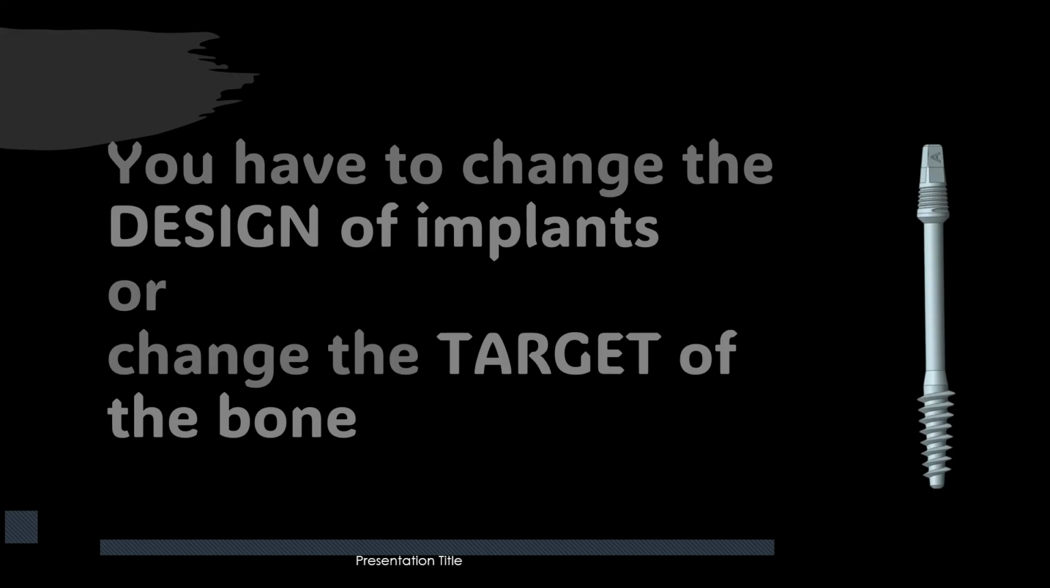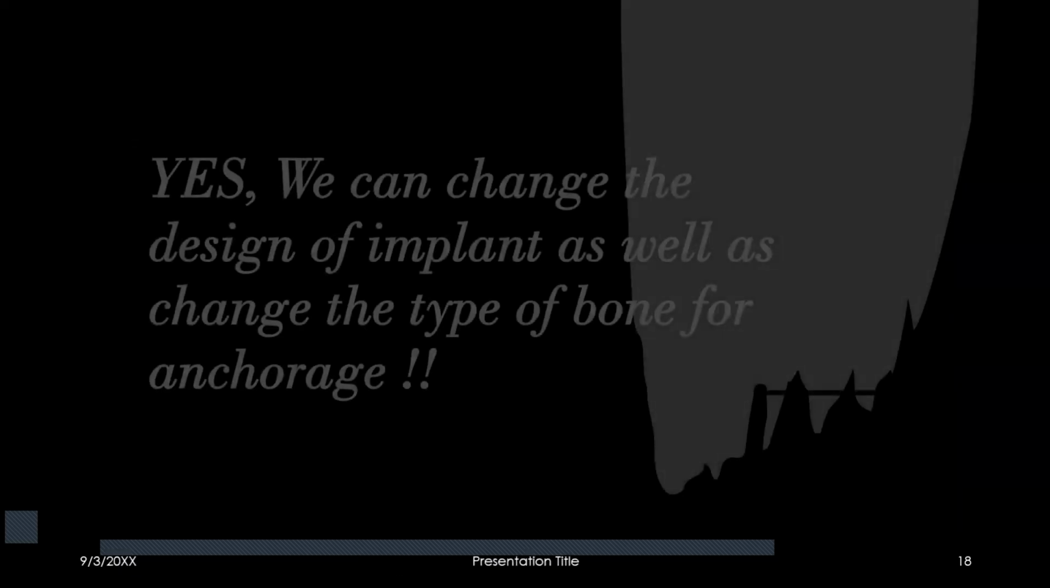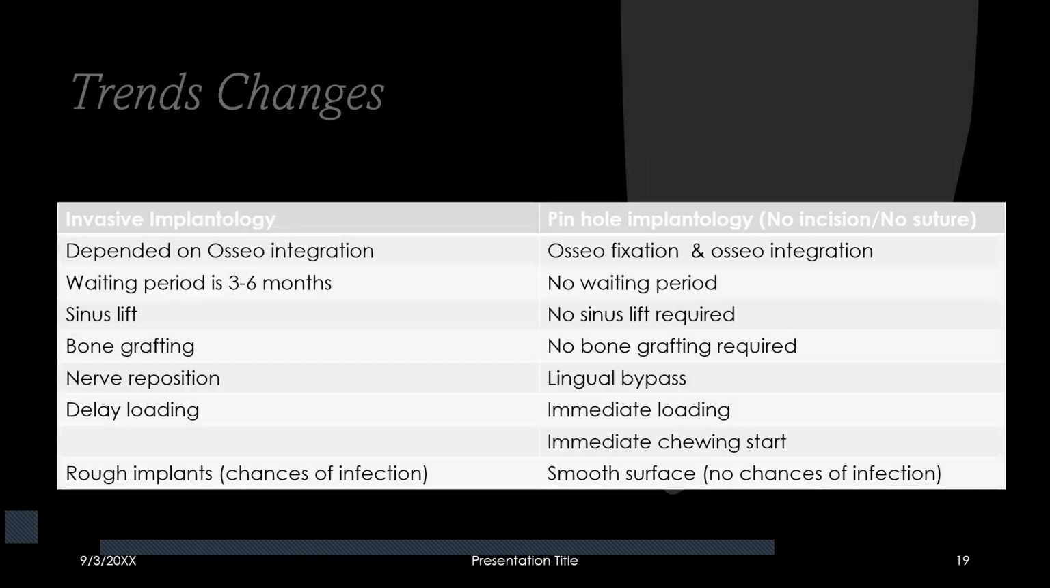The second thing is we need to change the target of the bone. Instead of targeting the cancellous bone, which is prone to resorption and infection, we place our implant into the cortical bone, which is not prone to infection and less prone to resorption. So we can change the design of the implant as well as the type of bone anchorage.